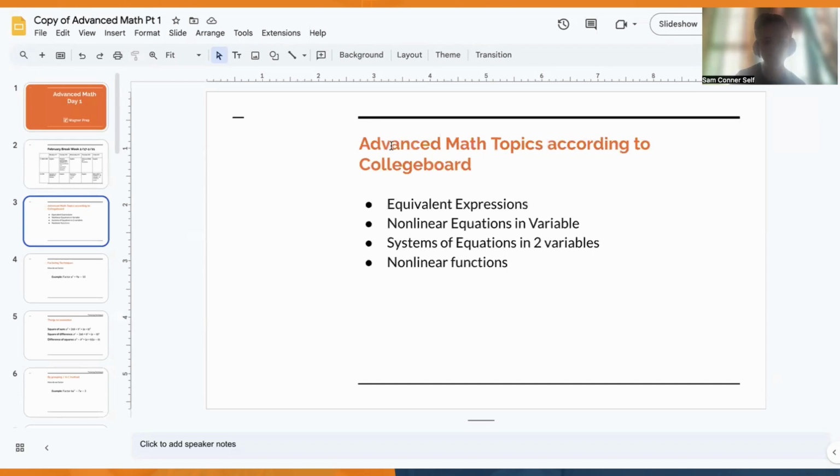So moving on to our topics for today. Like I said, we're going to be covering advanced math. And what the College Board means when they say advanced math is they're talking about equivalent expressions, nonlinear equations in variables, systems of equations with two variables, and then nonlinear functions. So today we're just going to be going over really this last one, nonlinear functions, which is primarily going to be quadratics on this exam.